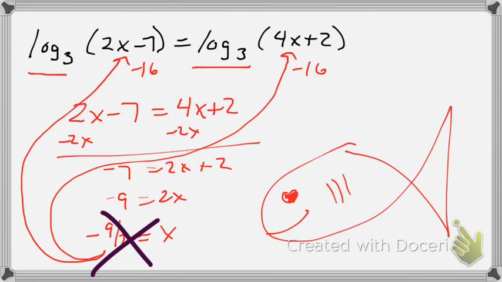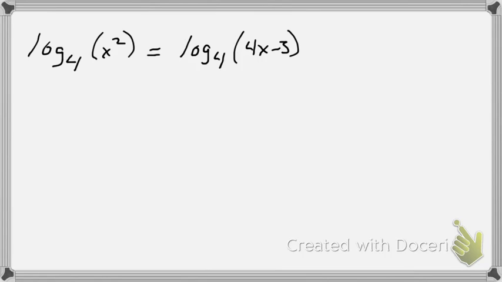Let's try again. Log base 4 of x squared equals log base 4 of 4x minus 3. Again, we have a log on each side, which is a good thing. We can ignore them and simply focus on the two parenthetical expressions. So I'm going to set x squared equal to 4x minus 3. Now we have to know how to solve that, which means that we're going to have to dabble into chapter 5.